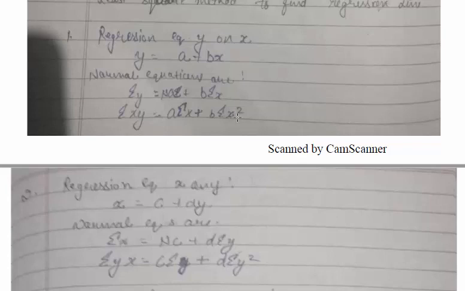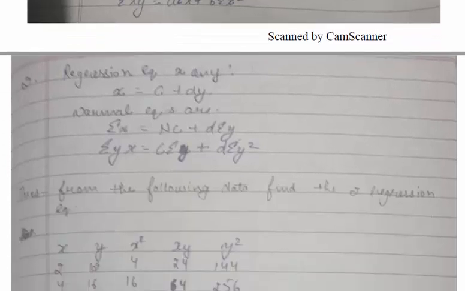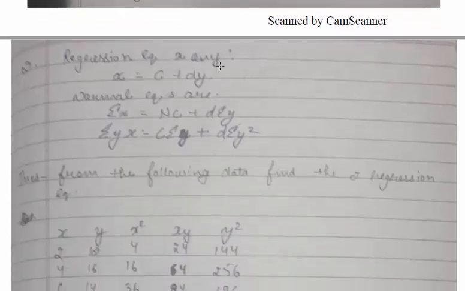After finding the values of a and b, we substitute them in this equation, and that is our required equation of y on x. Now our second equation is the regression equation of x on y. The regression equation x on y is x equals c plus dy. Again here there are two constants c and d. To find the values of c and d, we require two normal equations.